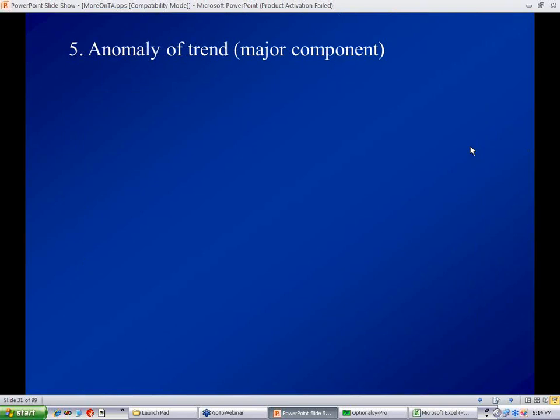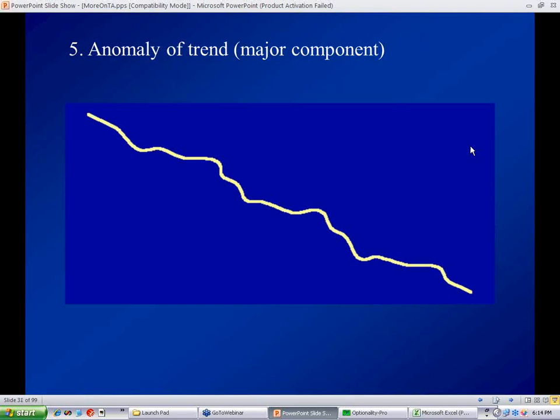Anomaly of trend. I covered this a little bit in the last session, I think. Anomaly of trend is like thus. There's a normal trend, okay? You know, it's wavy, but it's a normal trend. However, something like that is an anomaly. Why is that an anomaly? Because it goes against the overall trend.